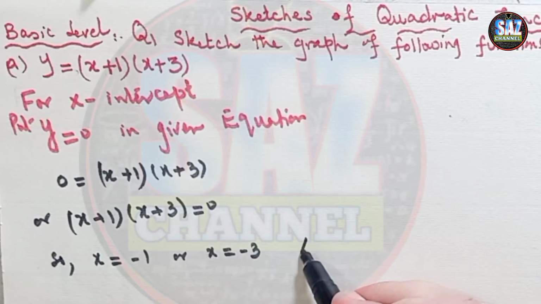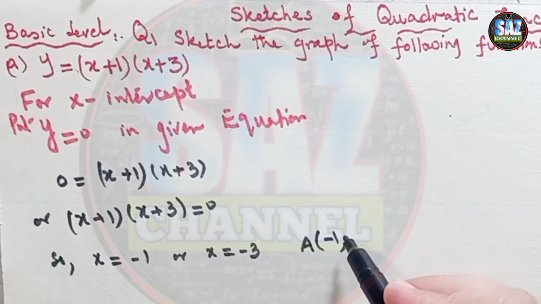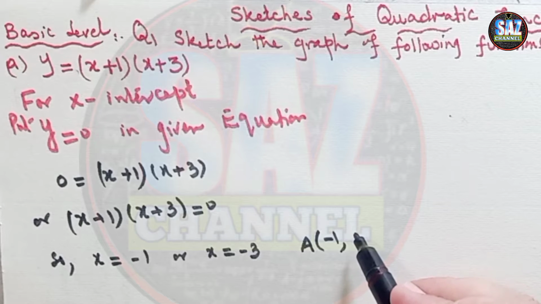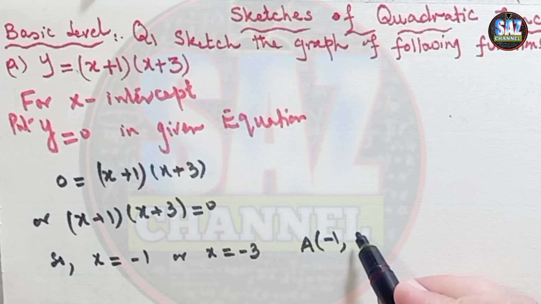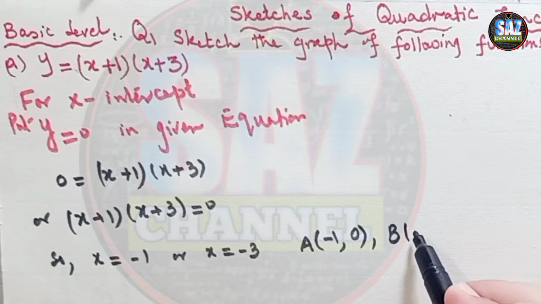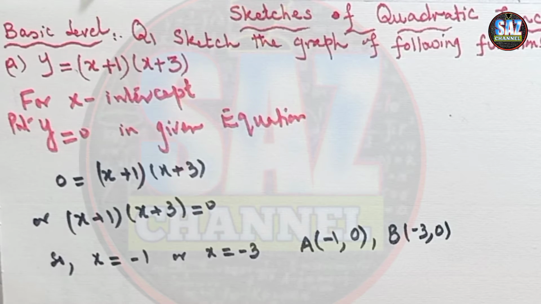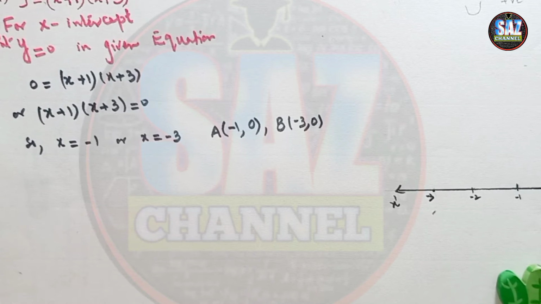Suppose one of the points is A, an X intercept, and an X intercept is the point or the place where the curve cuts or meets the x-axis, and when the curve cuts the x-axis, its y value is 0. So we are getting 2 points, and the second point is minus 3 and 0. X intercept is done. Now we have to find the y intercept.